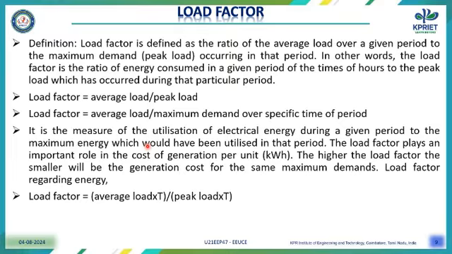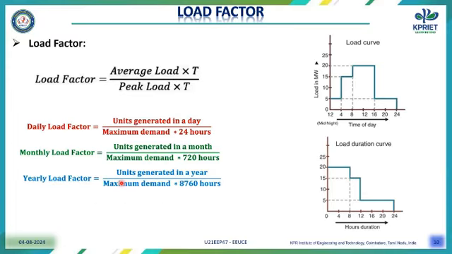What is my average load and what is my demand? We are going to take the highest load factor. The higher the load factor, the smaller will be the generation cost for the same maximum demand. That means if the load factor is very small, the generation cost is higher for the same maximum demand. So the load factor is the average load with respect to time divided by the peak load with respect to time.